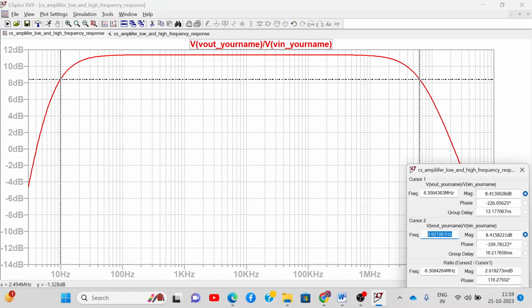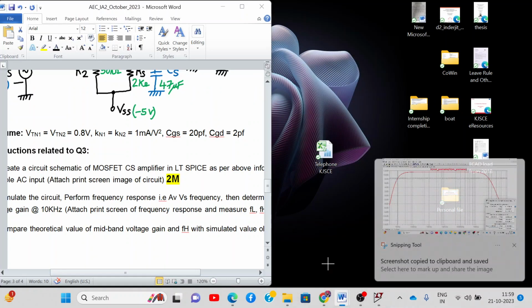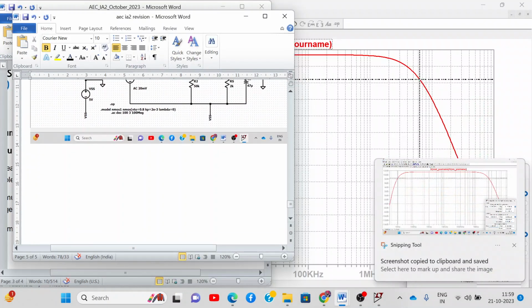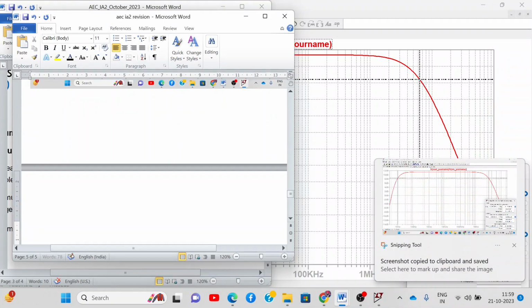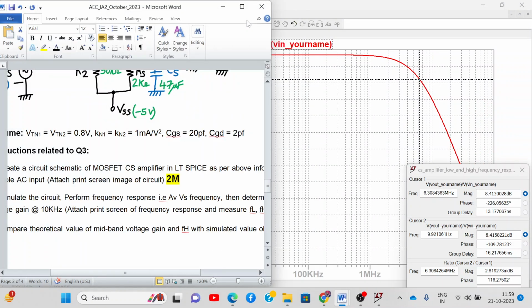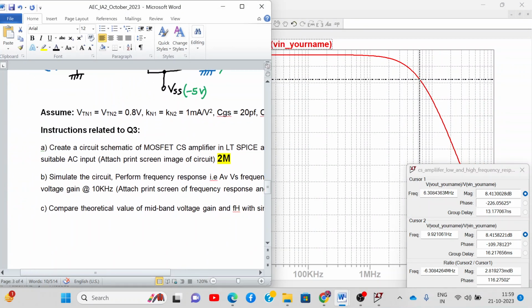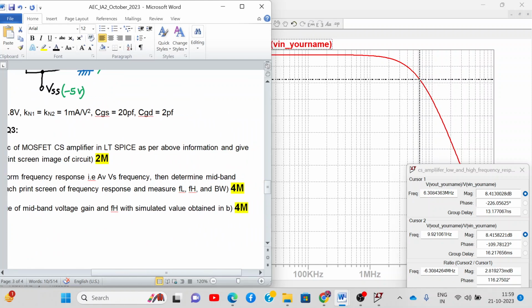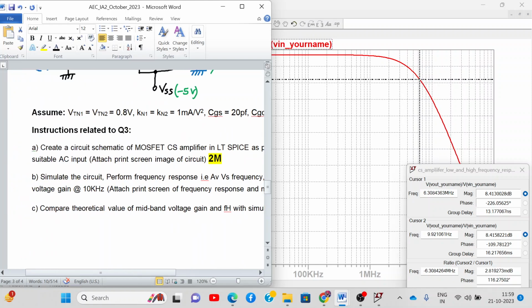So this lower value is my lower cutoff frequency FL. This is my FH and this is my bandwidth. Don't consider the negative sign. This is my bandwidth, 6.3 megahertz. Got it? So this print screen you have to take when you get your values and then attach it in the document where you are saving it. Attach the print screen. Got it? Understood? Everyone?